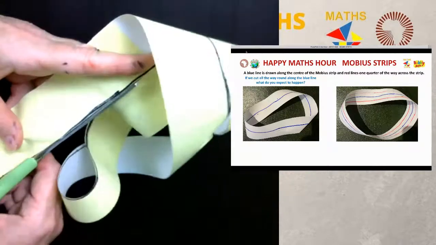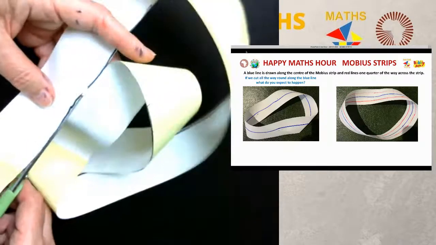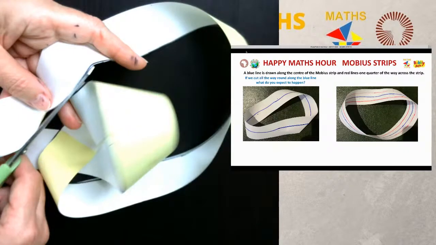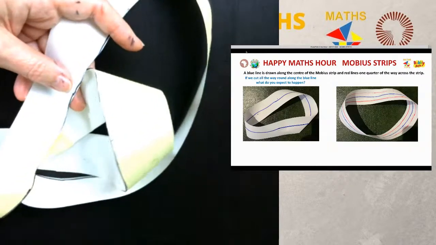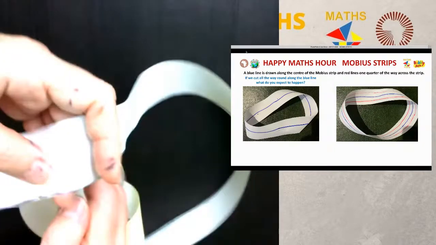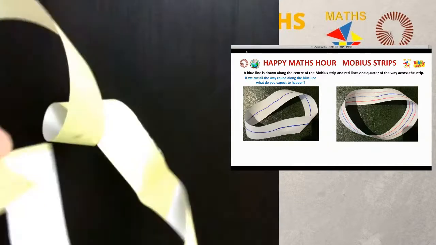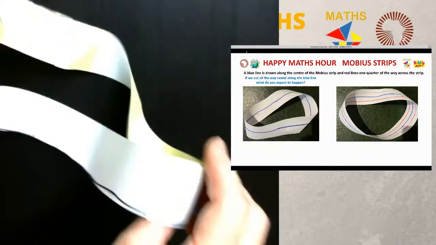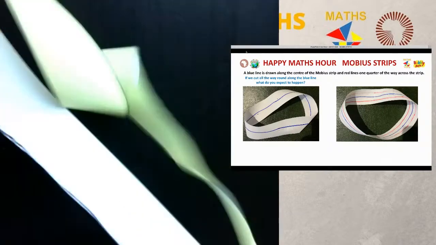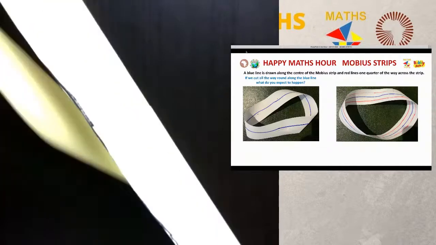So what do you think I'm going to end up with? Am I going to have two cylinders? How thick is it going to be? Am I going to have two Mobius strips? What am I going to have? Oh, you've only got one strip, Caroline. I've only got one strip. Oh my goodness. A strip that's twice as long as the one I started with, and half the width.